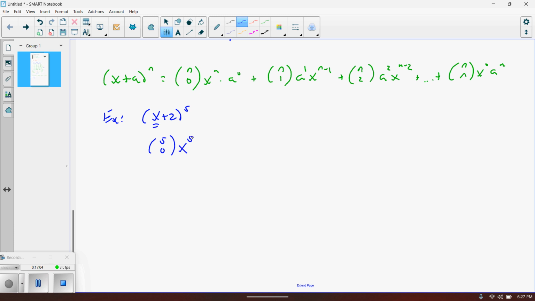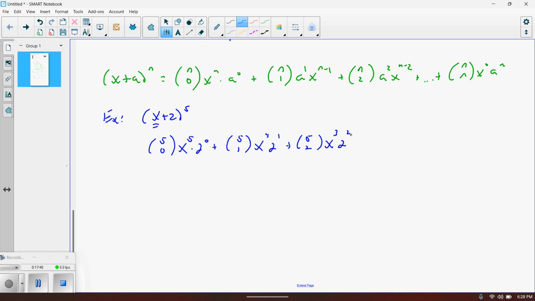So x to the 5th, technically it's 2 to the 0 power, which I will write. It's not always written that way, but I will write that, because when it becomes something other than a constant, we're going to need to write that down. Plus, the coefficient will be 5 taken one way, reduce the x power by 1, add 1 to the 2 power, plus 5 taken two ways, reduce the x power by 1, increase the 2 power.